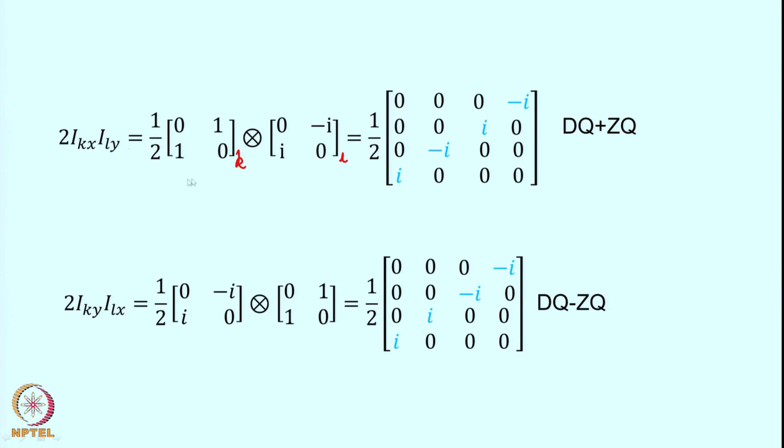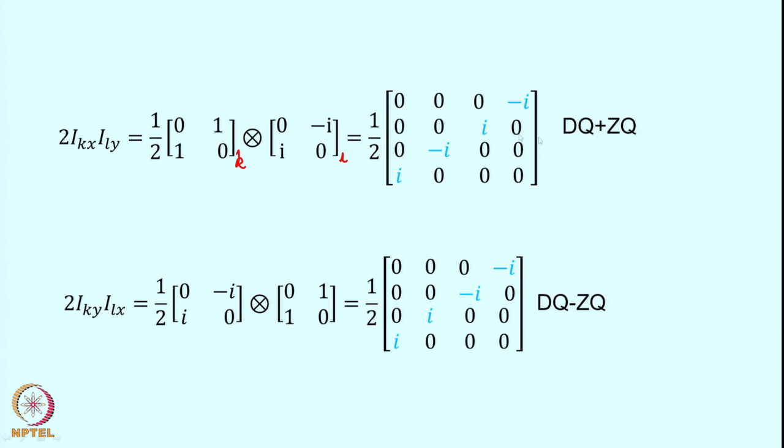This was KXLY, and now let us look at KYLX. So what I have to do is simply interchange these two. For K I will put 0 minus I, I 0, and for L I put here 0 1 1 0. Now if I take this direct product, I get here 0 0 0 minus I, 0 0 minus I 0, 0 I 0 0, I 0 0 0. Now it is the same 4 elements which are non-zero here. The difference however is that these are minus I here, and these are correspondingly I. So there is a sign difference between these two.